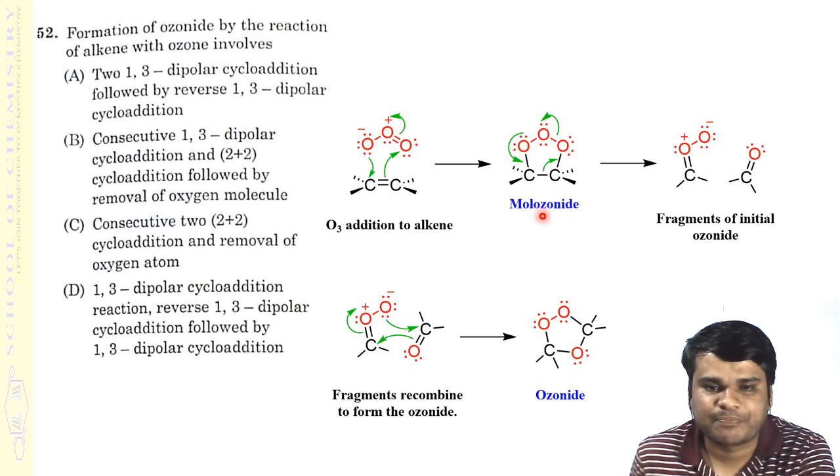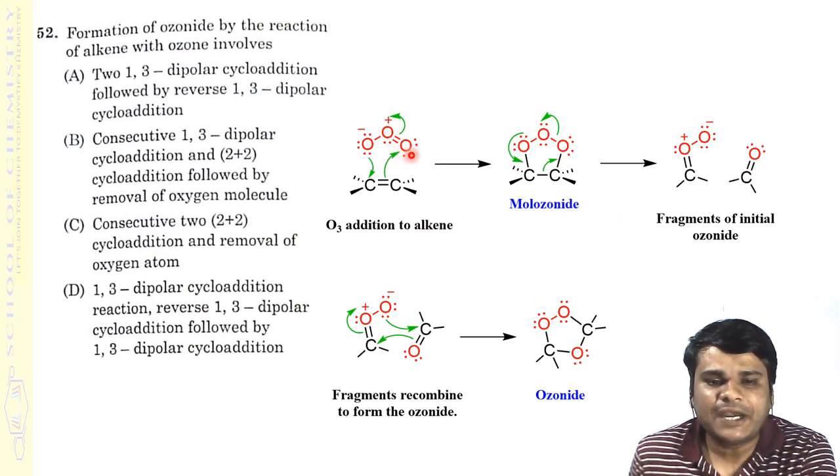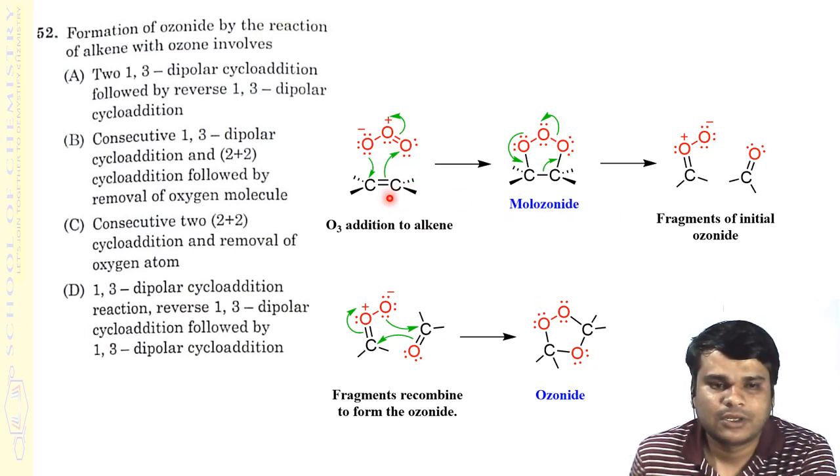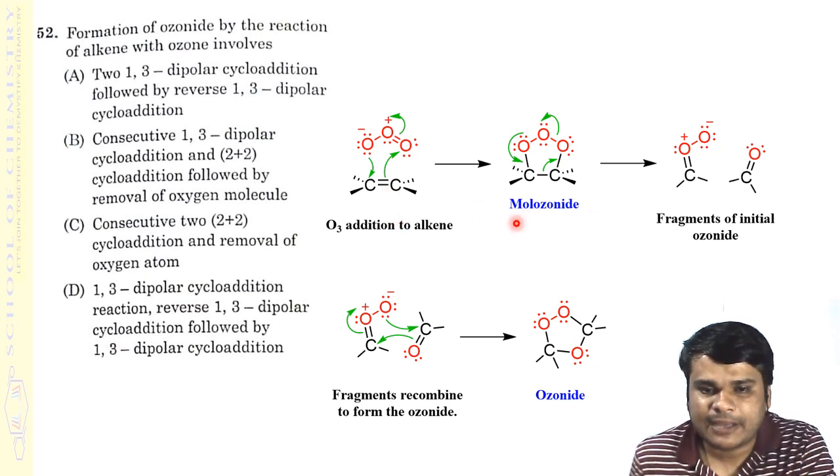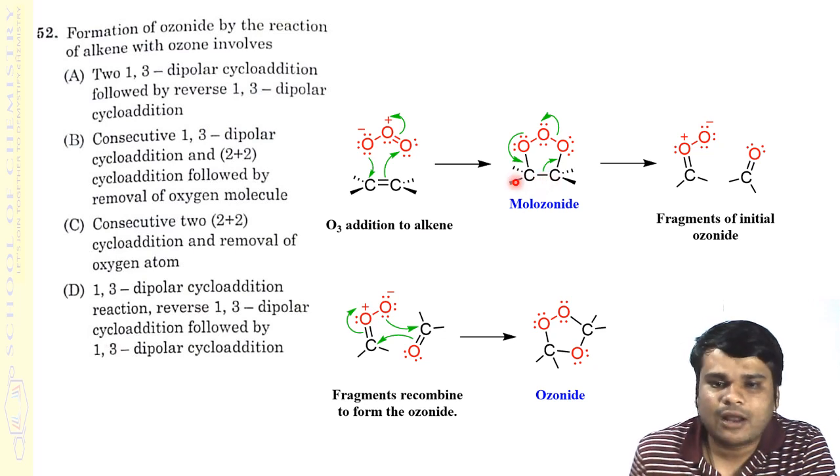This is the first step, right? So this is simply 1,3-dipolar addition to the alkene. So the first step should be 1,3-dipolar addition. The next step is that the molozonide will undergo the reverse of 1,3-dipolar addition, a reverse reaction.